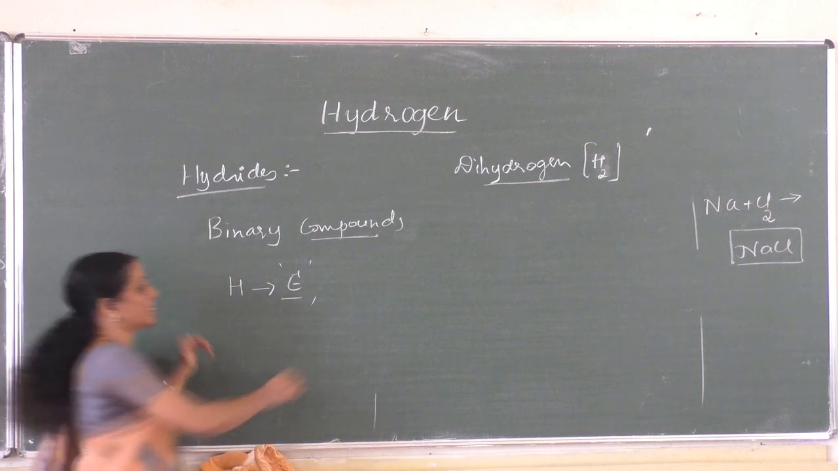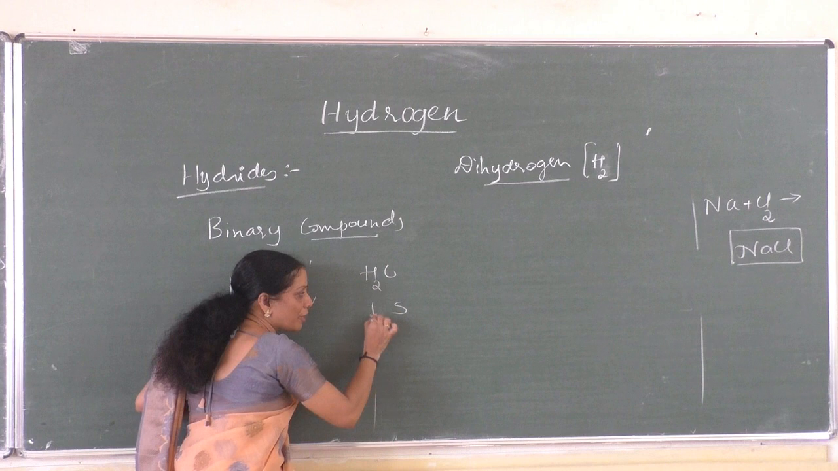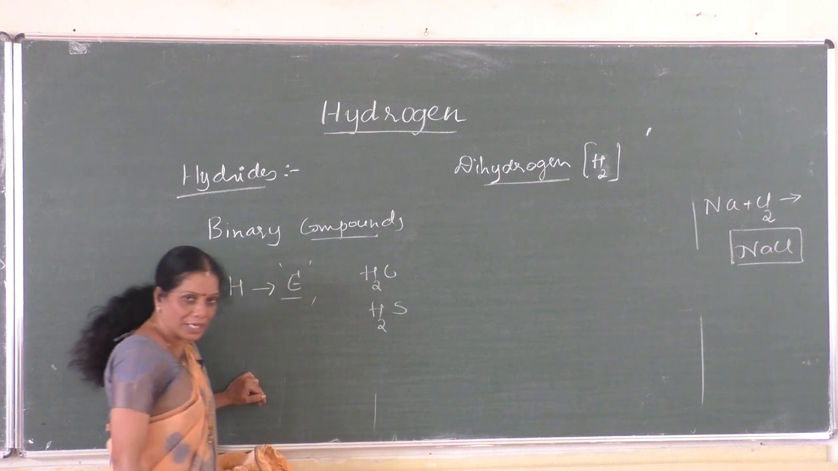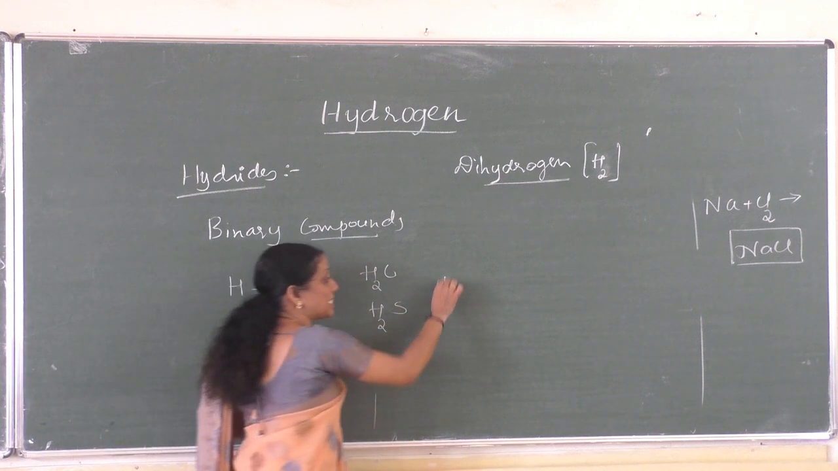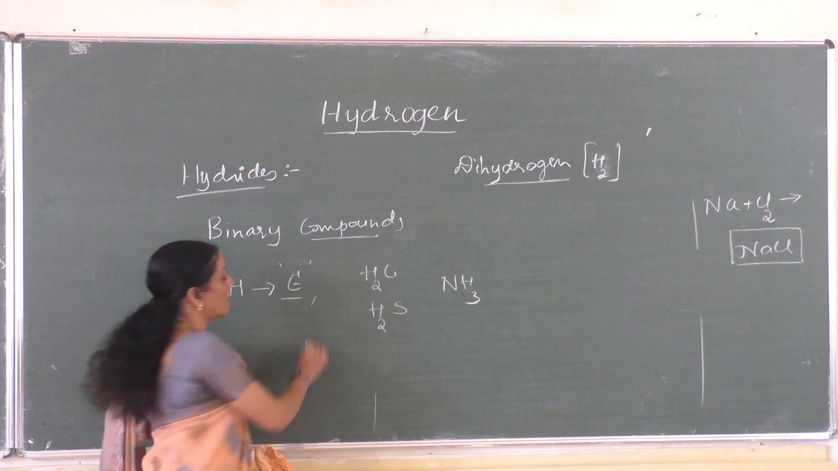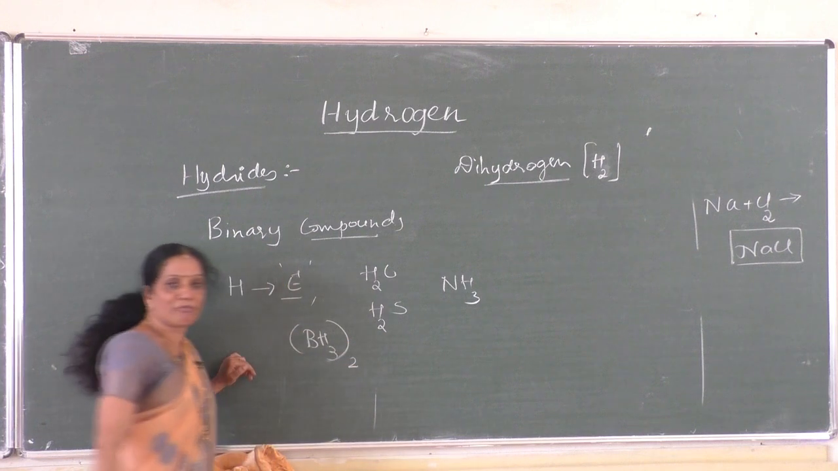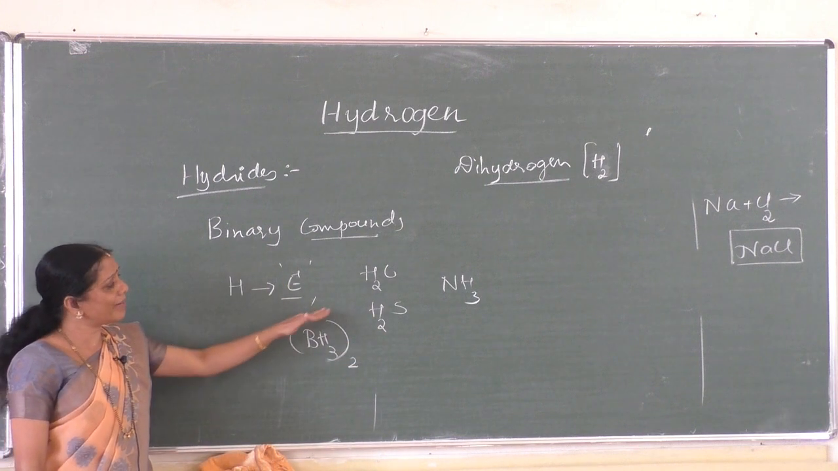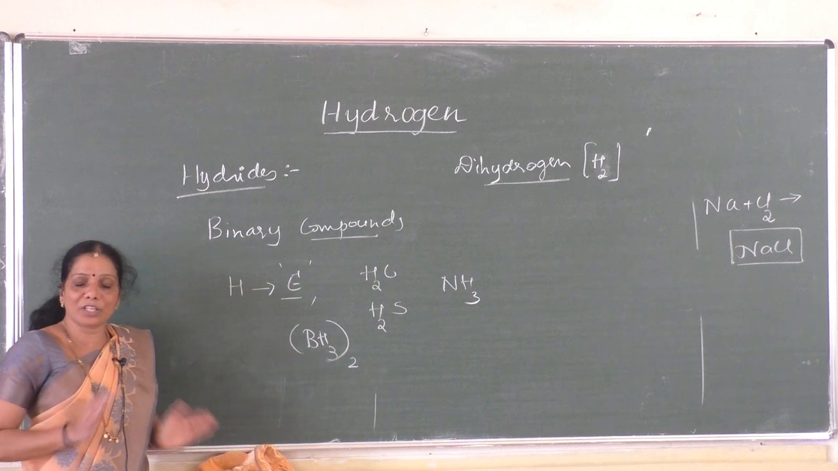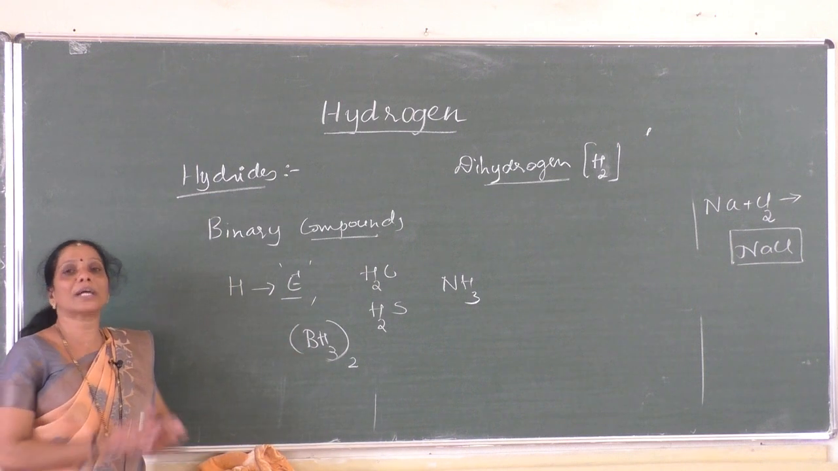Hydride of oxygen means I have to write H2O. Hydride of sulfur means H2S. Hydride of nitrogen means NH3. Hydride of boron means BH3. Borane always exists in a dimer form, diborane. Like this, whenever hydrogen combines with other elements, it results in the formation of a binary compound. That binary compound is usually called what?